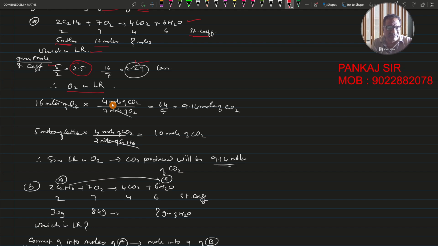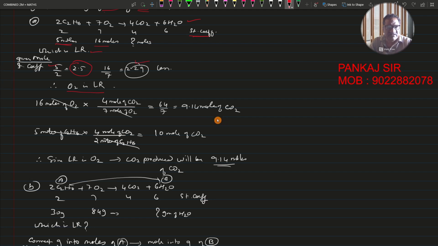You have to literally calculate the constant, the limiting reactant constant K, and then decide which is the limiting reactant. In this case, oxygen is the limiting reactant. Now, since oxygen is the limiting reactant, we will start with this method directly. This method I have also discussed in my previous videos, where you can come to the answer directly.